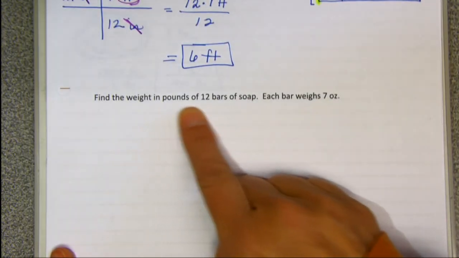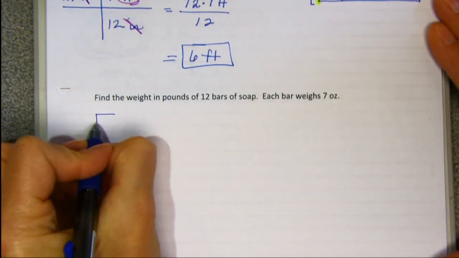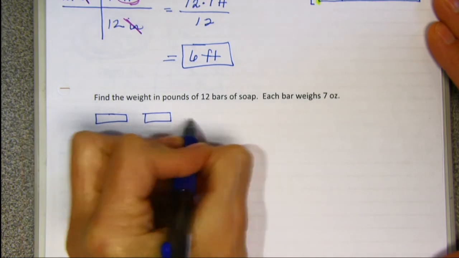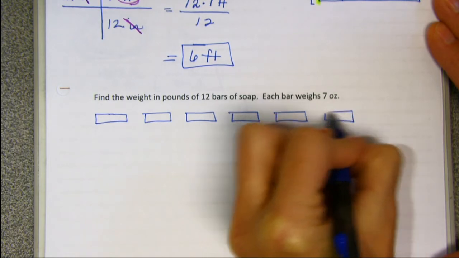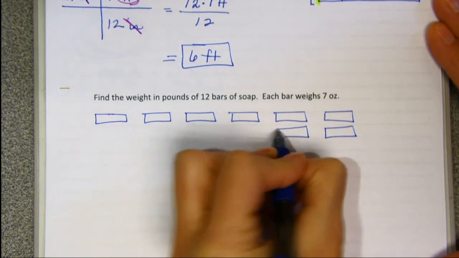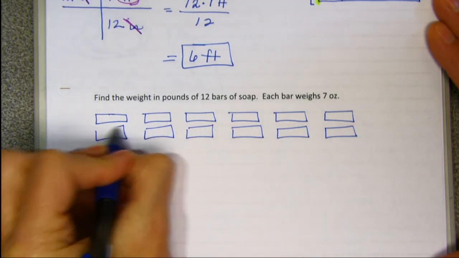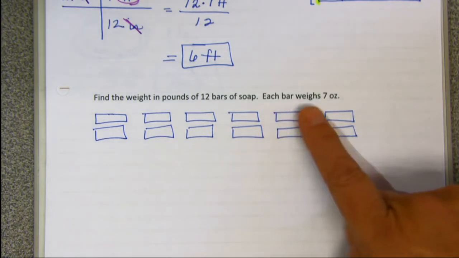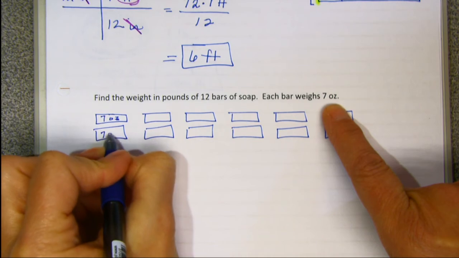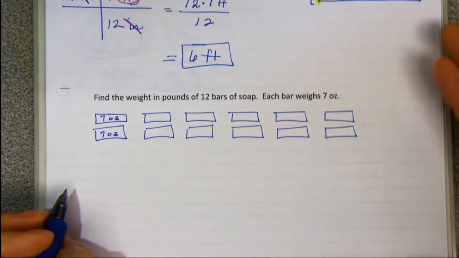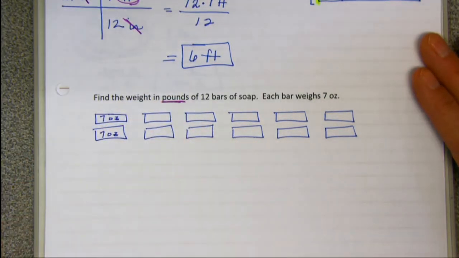So the weight in pounds of 12 bars of soap. Okay, so I'm going to quickly draw 1, 2, 3, 4, 5, 6, 7, 8, 9, 10, 11. So there's my 12 bars of soap. Each bar weighs 7 ounces. So 7 ounces is what each one of these weighs, okay? But it wants us to find the weight in pounds.